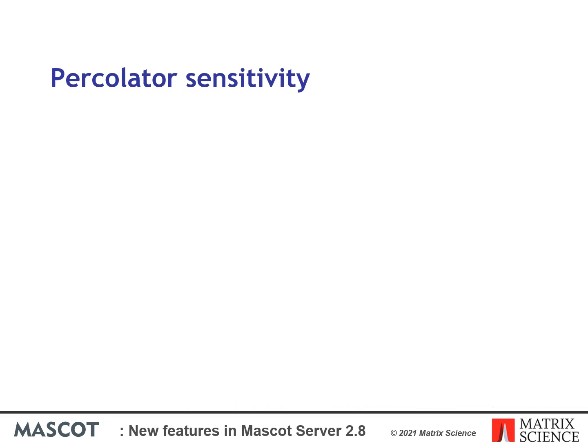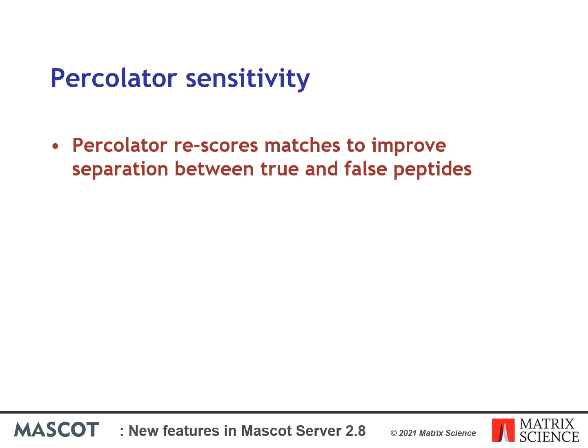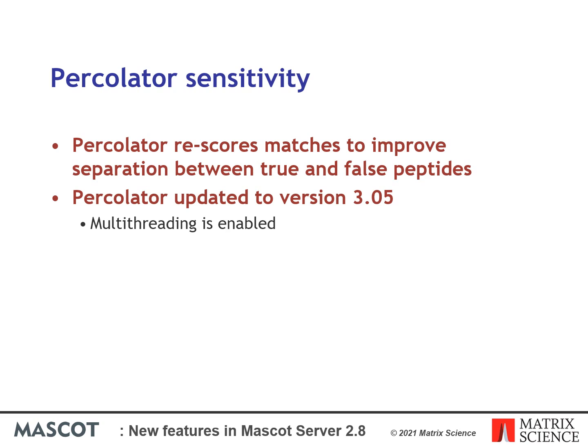The next improvement is also in target decoy searching. Mascot ships with Percolator, which is a semi-supervised machine learning tool. Percolator rescores database matches to improve separation between true and false matches. Percolator has been shipped with Mascot for many years. In version 2.8, we've updated the Percolator executable to the latest version, 3.05. The Percolator training phase is now multi-threaded, so we'll use more than one CPU core.